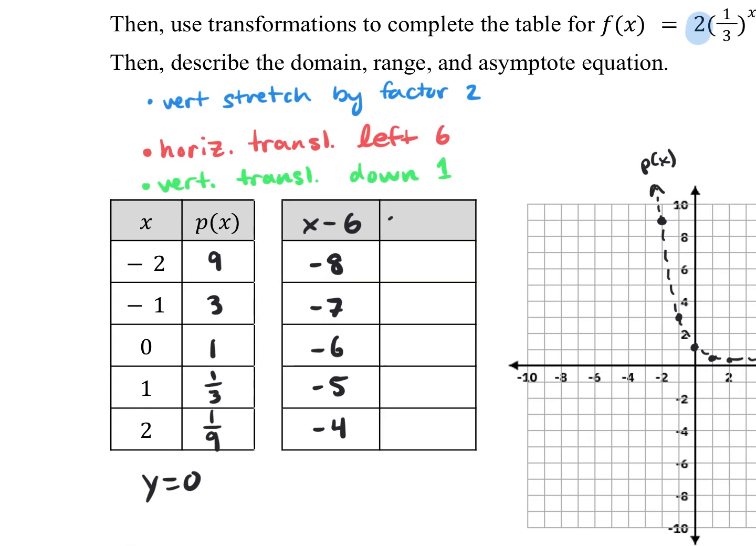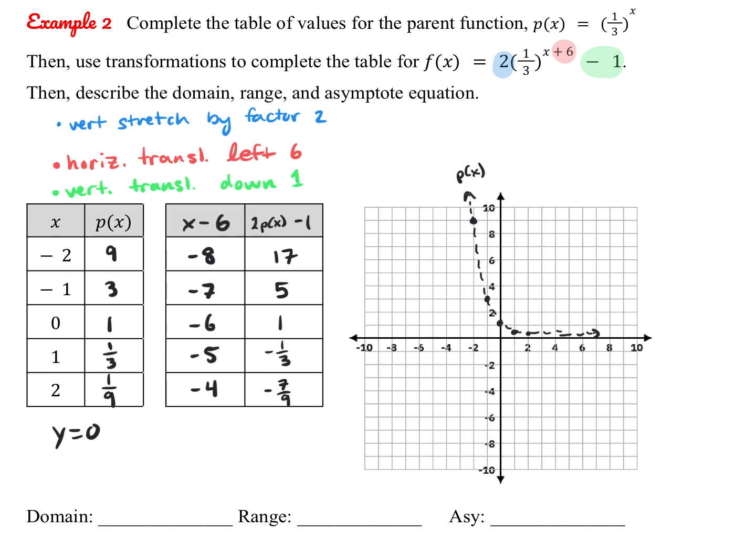Now there are 2 vertical changes here. We have the stretch, so we'll do 2 times the y values from my parent function, and then we will shift it down 1 by subtracting 1. So here we have 9 times 2, which is 18, -1 is 17. Here we have 3 times 2, which is 6, -1, which is 5. 1 times 2 is 2, -1 is 1. And then we have 2 times 1/3, so 2/3 minus 3/3 is -1/3. And then here we would have 2/9 minus 9/9 gives us -7/9.